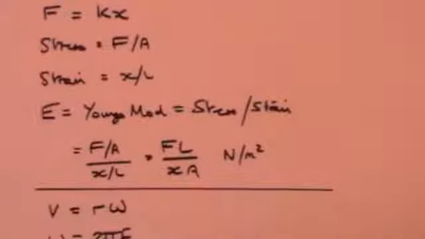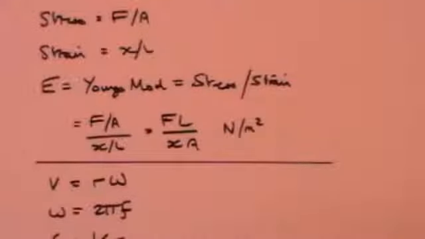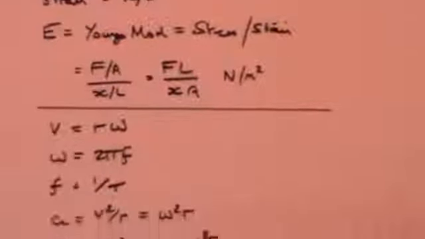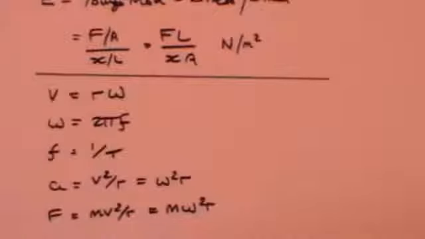Then we come to circular motion. The velocity is equal to the radius times the angular velocity. Angular velocity is 2 pi times the frequency of rotation. Frequency is 1 over the period. Centripetal acceleration, which is directed towards the centre of the circle, is v squared over r, or omega squared r. Centripetal force is mv squared over r, which equals m omega squared r. In other words, it's just the mass times the centripetal acceleration.